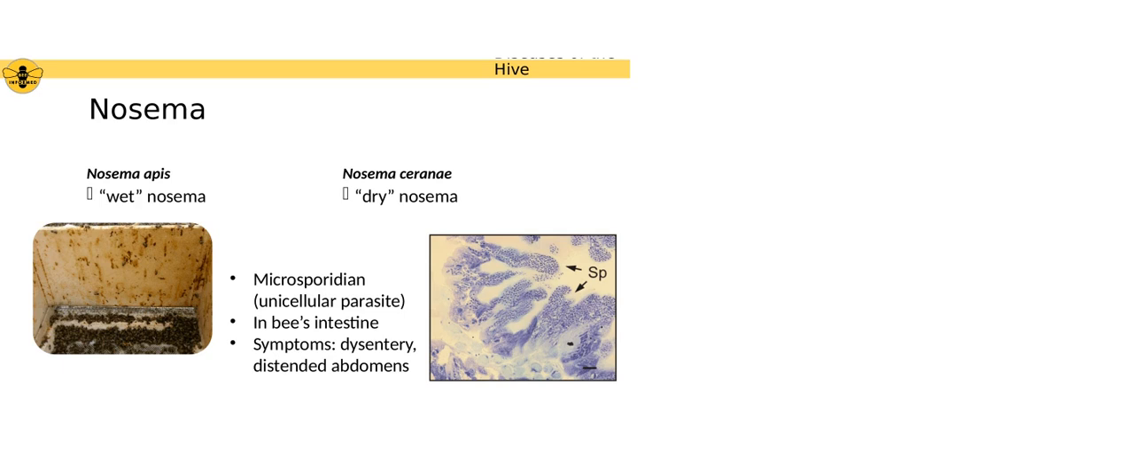So nosema, there's 2 types of nosema: Nosema apis and Nosema ceranae. It's a microsporidian unicellular parasite. It lives in the bee's intestine. Nosema apis can be called wet nosema sometimes, and ceranae sometimes is called dry nosema. So the symptoms will be dysentery, or distended abdomens. I don't know that I've ever seen the distended abdomens, but I think seeing that dysentery on the bee boxes is what most people think of right away when you think of nosema.